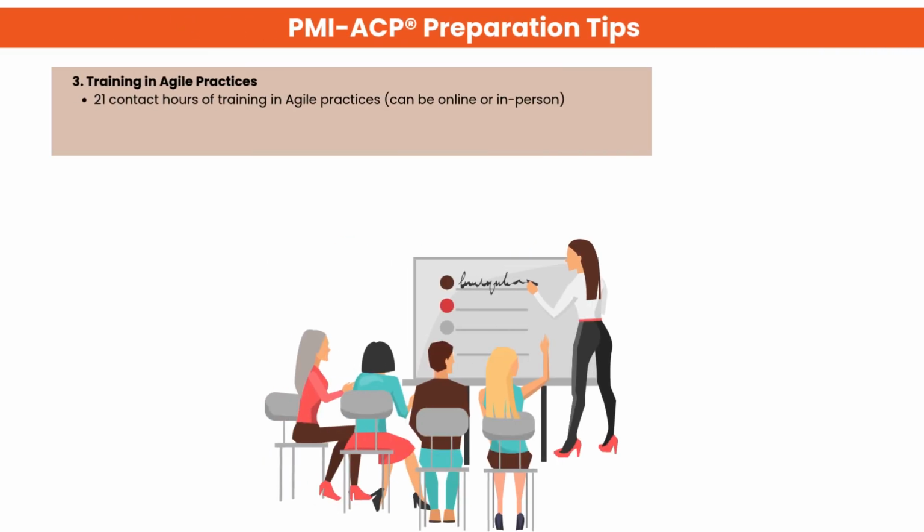Training in Agile practices. One of the requirements for PMIACP certification is completing 21 contact hours of training in Agile practices. This training can be done through online or in-person courses. The training will help you gain a deeper understanding of Agile concepts and practices, which is crucial for both the exam and applying Agile methodologies in your work. Make sure to select accredited training programs that count toward these 21 contact hours to fulfill the PMIACP eligibility criteria.